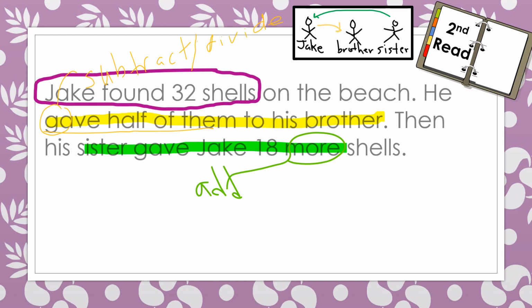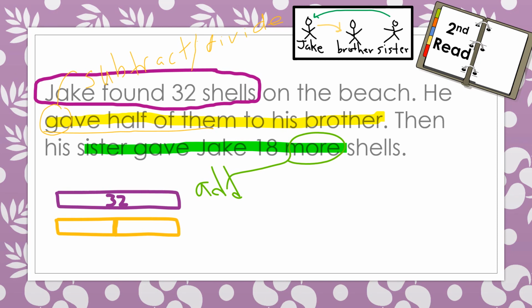Let's create a visual model to represent the actions and quantities involved in this story problem. So we know Jake starts with 32 shells. And we know that these 32 shells we can think of in 2 equal groups because he's going to give half of them to his brother. So at this point, Jake's going to have less than 32 shells. He'll have actually half of his 32 shells left. We find out that his sister will give Jake 18 more shells. So he's going to have his half that's left over plus 18 more.